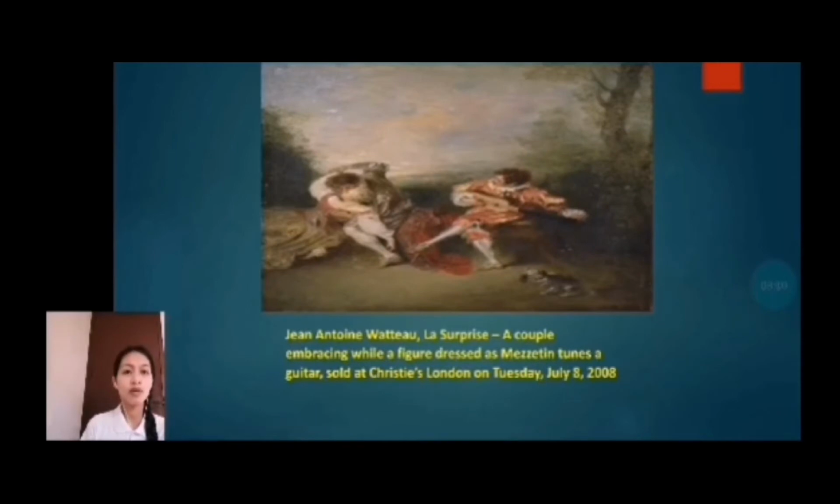So this is one of the artworks made by Jean-Antoine Watteau. It is named La Surprise, and it is about a couple embracing with a figure dressed as Mezzetin, playing a guitar, sold at Christie's London on Tuesday, July 8, 2008.